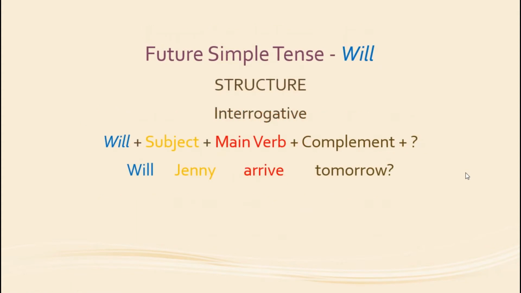And finally, for the interrogative form, we have first of all the auxiliary will, then the subject, then the main verb in infinitive form, and the complement, and of course the question mark. If this is a question, it always has to be there. So we have this sentence, for example, will Jenny arrive tomorrow? Look at this. We just have to change the place of the auxiliary and the subject, and then we have an interrogative sentence.